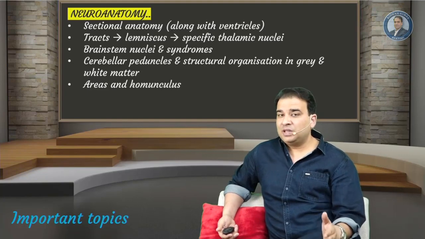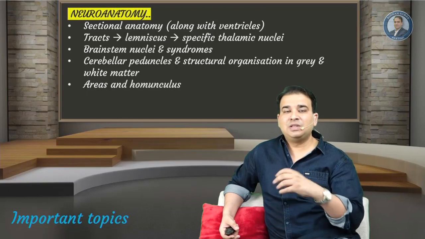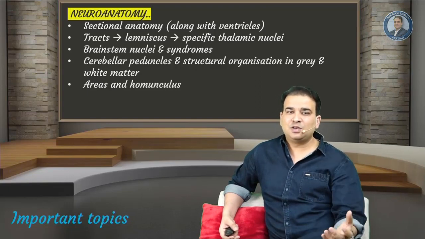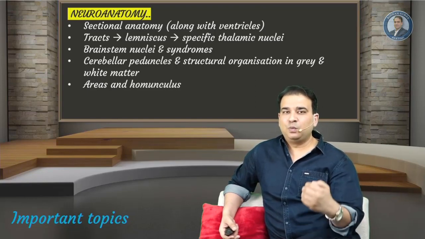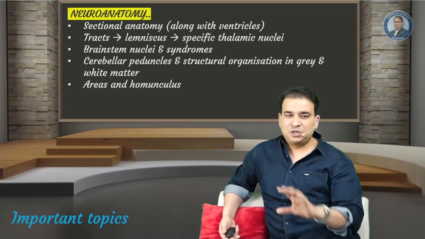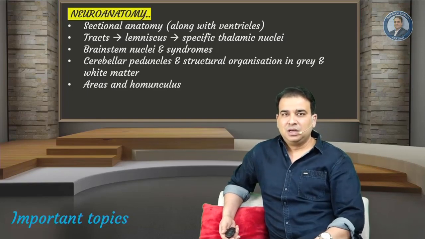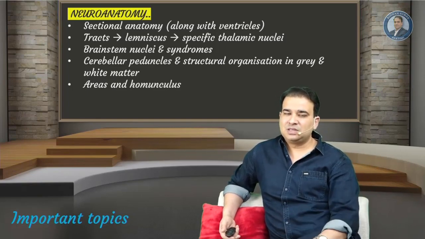You need to know about the sensory and motor homunculus also, because they are clinical questions which are framed in such a way that just knowing the areas of the brain will not work. You need to know which part of the body they are actually representing. So that picture of the homunculus, the coronal section of the brain, and the homunculus which is shown for the sensory and motor cortex is extremely important.